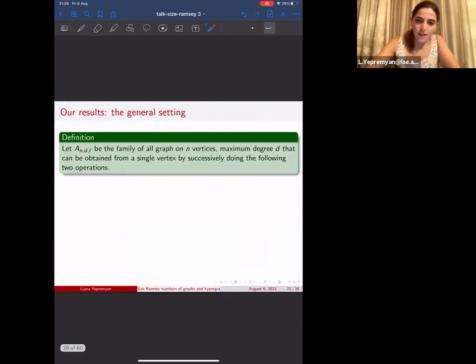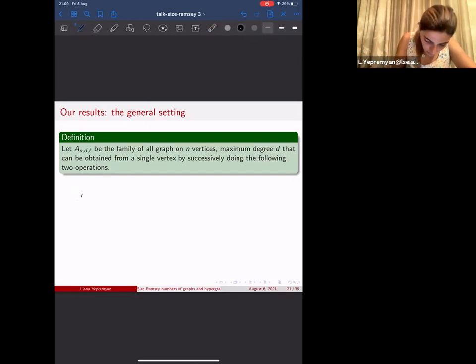Okay, so as I said, in general, our proof is in a more general setting, and we prove it for a family of graphs which can be obtained by the following operations. So A_{n,D,L} will be the family of all graphs on n vertices with maximum degree D that can be obtained from a single vertex by doing one of these two operations.